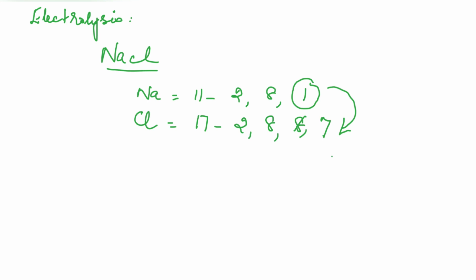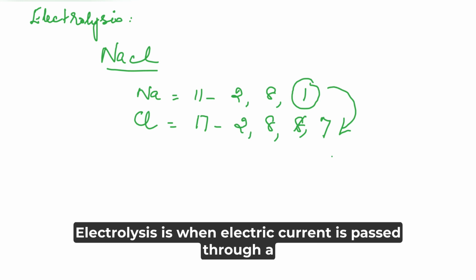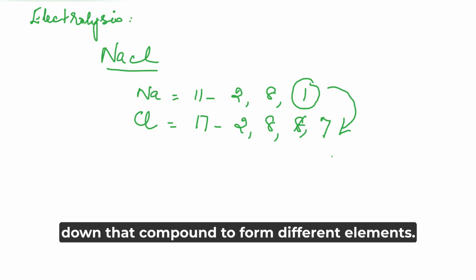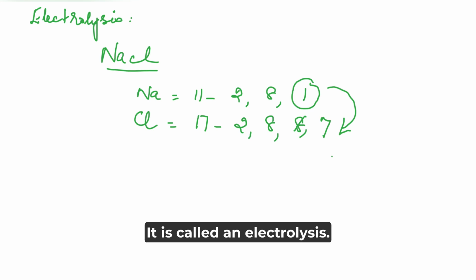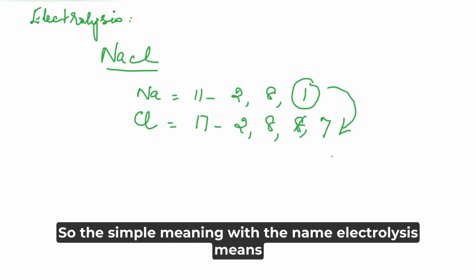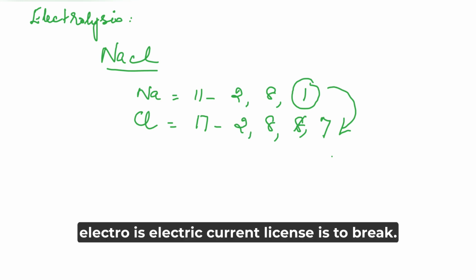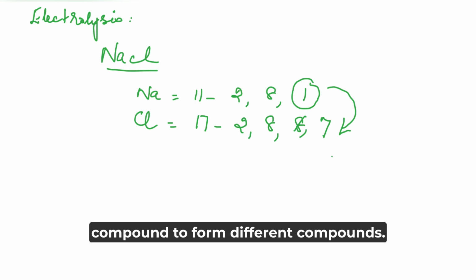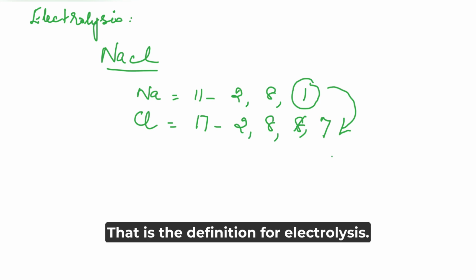Okay, got it? So, what is electrolysis? Electrolysis is when electric current is passed through a molten or aqueous solution of an ionic compound to break down that compound to form different elements. The simple meaning of the name: electro is electric current, lysis is to break. So electric current is used to break this compound to form different compounds. That is the definition for electrolysis.